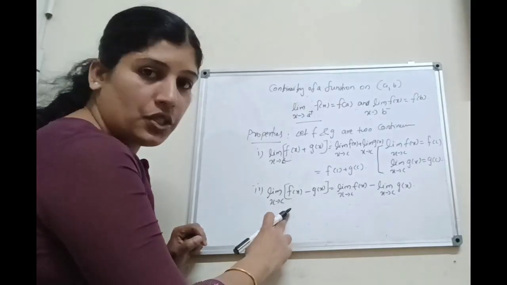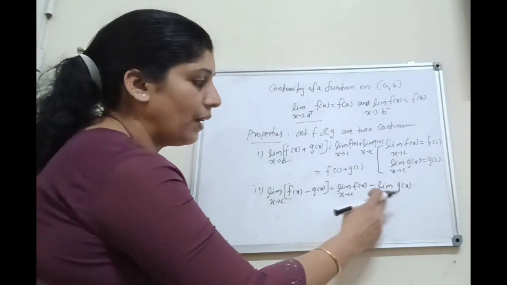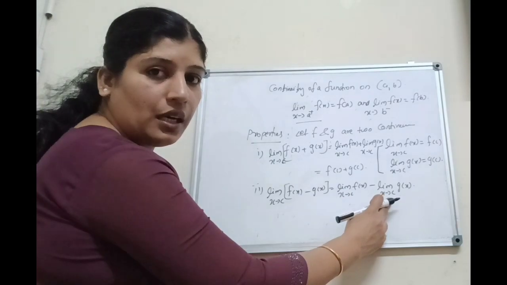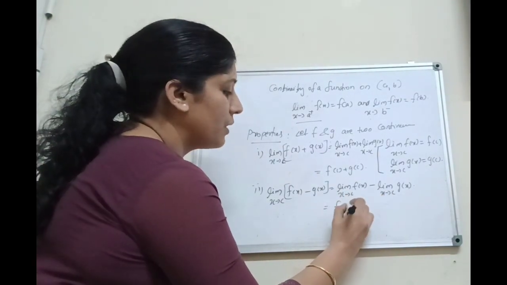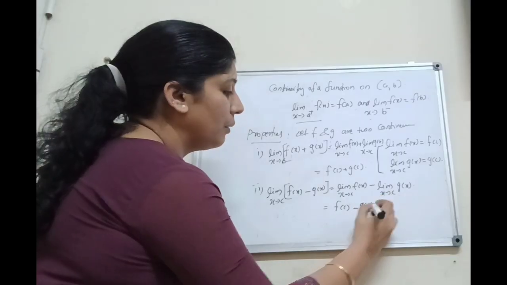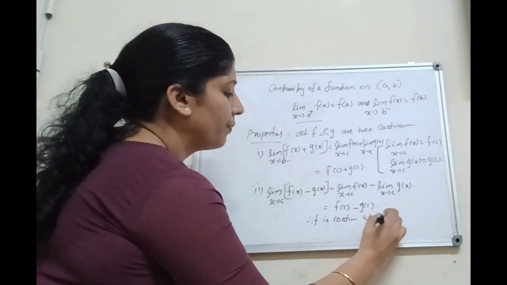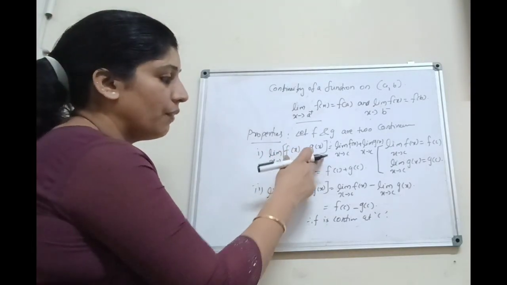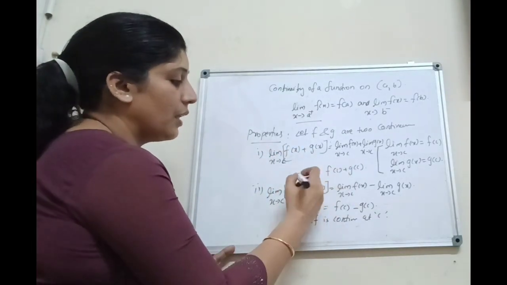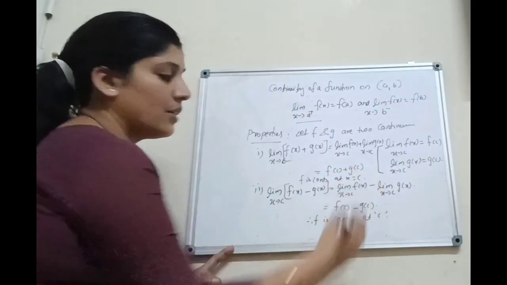Therefore, limit x tends to c f of x minus g of x equal to limit x tends to c f of x minus limit x tends to c g of x, that is f of c minus g of c. That means the function is continuous at c. That is, here limit x tends to c f of x plus g of x is f of c plus g of c. Here also f is continuous at x equal to c.